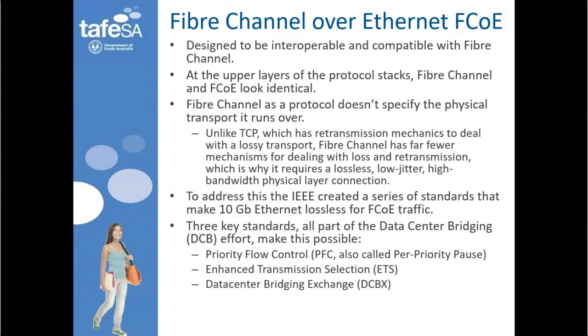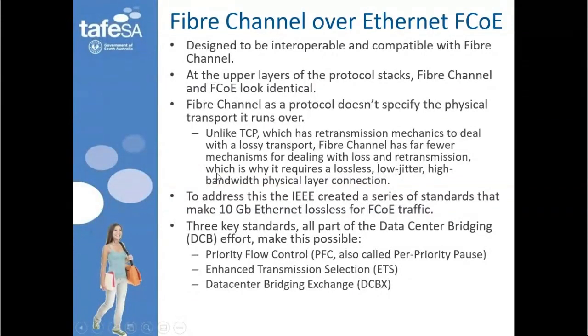So Fiber Channel as a protocol doesn't specify the transport physical layer. Unlike TCP, which has retransmission mechanisms to deal with lossy transport, Fiber Channel doesn't. Remember, Fiber Channel uses fiber optics, right? And remember, that's lossless, so it doesn't expect any losses. But then, if you put it on Ethernet, we know that's copper. It is lossy, isn't it? Yeah, that is lossy. We expect sometimes things not to work. That's why in TCP we have retransmission, error checking and all those kinds of things. Okay, so what do we do?